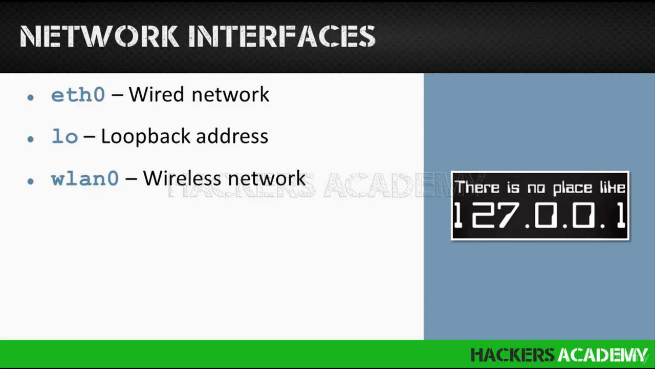And the lo stands for the loopback address, also known as home, also known as localhost. This is the IP address 127.0.0.1. The loopback address is always this IP address. So if you use the ping tool, for example, that we saw in the Hacking for Beginners course, and you try to ping 127.0.0.1, you'll always get a response because you'll be pinging yourself. Let's see how that practically looks.